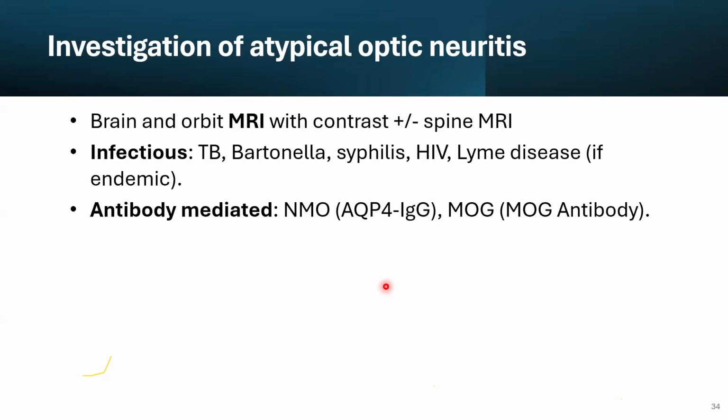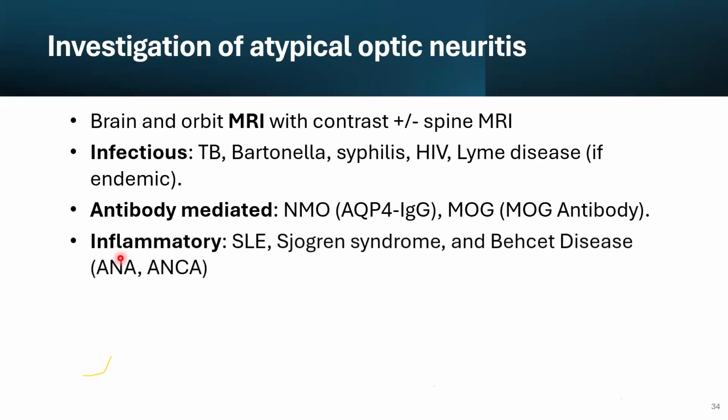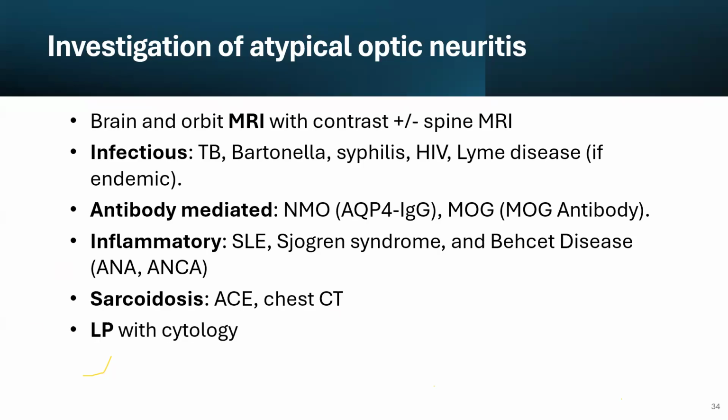antibody-mediated NMO or MOG-associated disease. We will talk about them in the next slides. Inflammatory conditions like SLE, Sjogren, Behçet disease can come with atypical optic neuritis. We need to do ANA and ANCA serology. Think about sarcoidosis if the patient is having some sort of respiratory symptoms. And then consider lumbar puncture with cytology. And if all investigation came back negative, think about hereditary conditions like Leber's hereditary optic neuropathy.